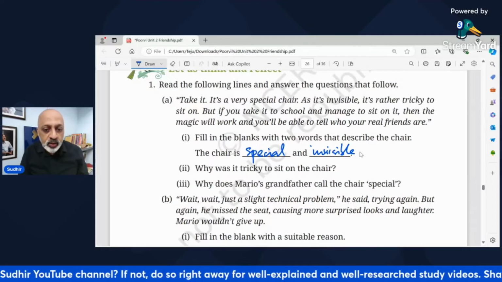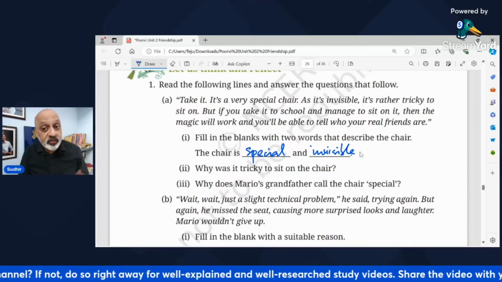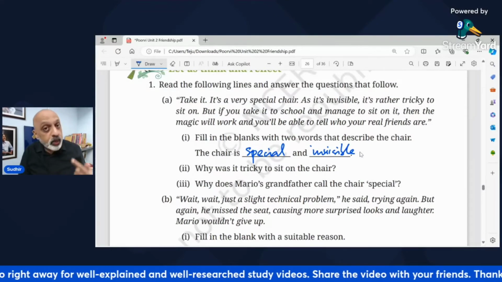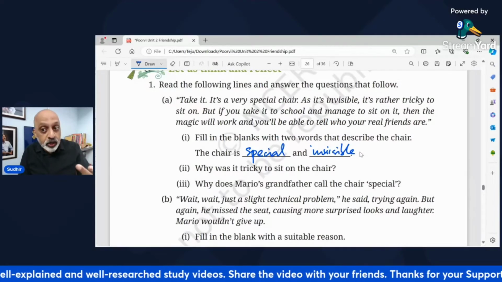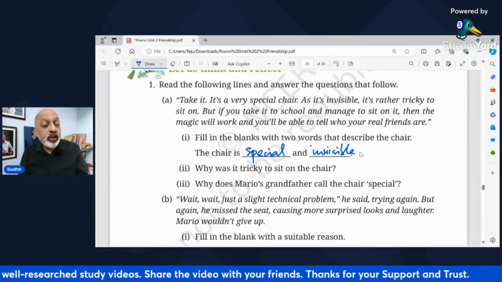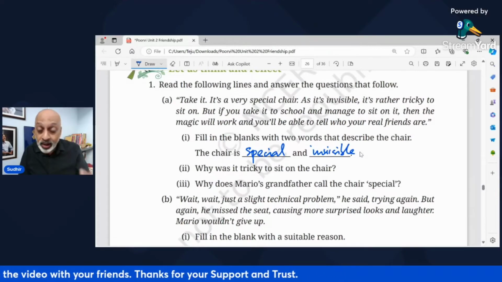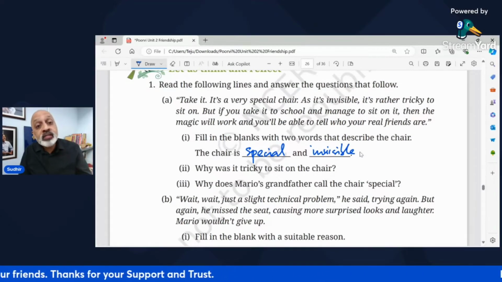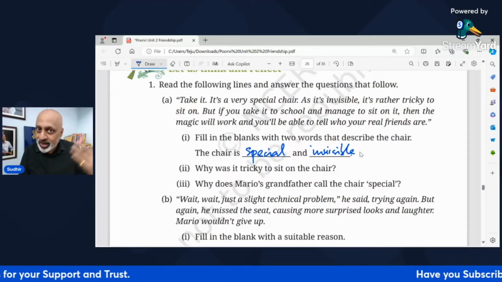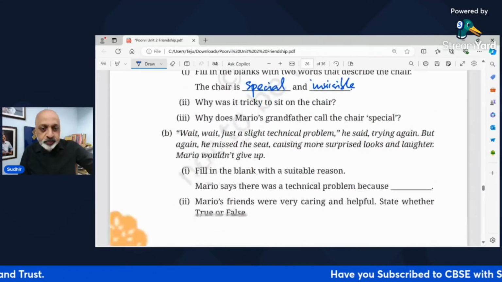Why does Mario's grandfather call the chair special? It's a very special chair. One, because it is invisible, and number two, the magic that will be created by the invisible chair will allow Mario to tell who his real friends are. I'm just telling you the answer. Please write it down. Okay.